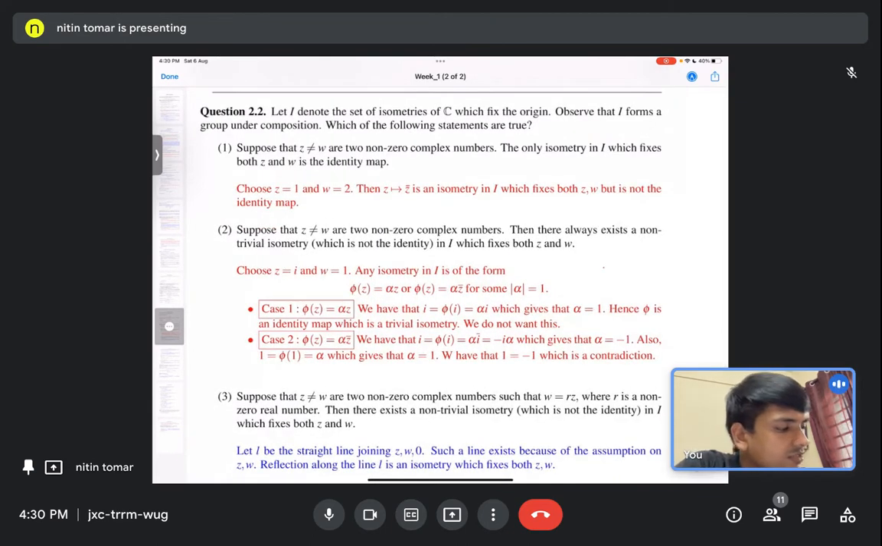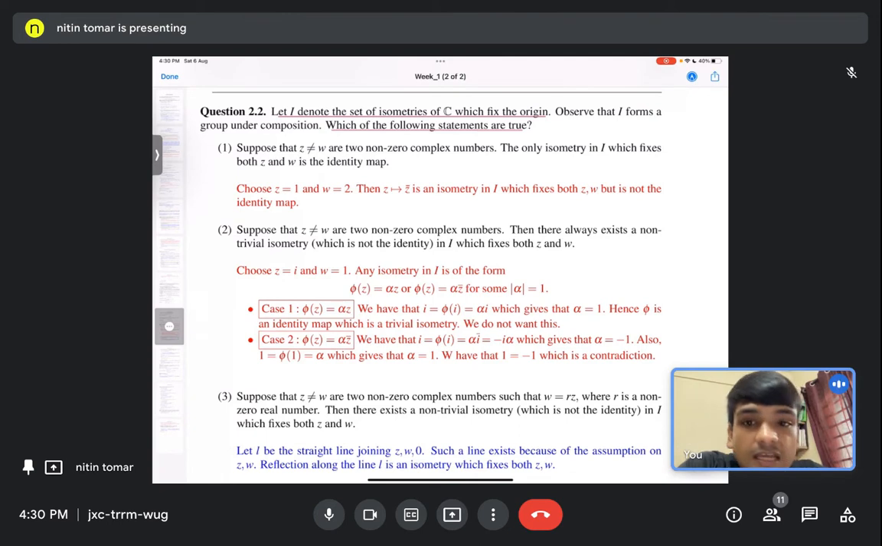So the next question says, if I denotes the set of isometries of C which fix the origin, we know there are only two, up to the scalar constant. It is either alpha z or alpha times z bar, right? Where alpha belongs to the unit circle. Now, which of the following statements are true?